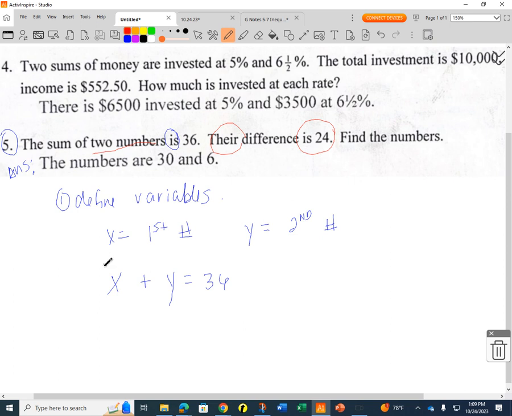Okay, so you ready for the second one? What do you think we're going to write for is 24? Okay, so here, is 36 was equals 36. So what do you think is 24 is going to be?